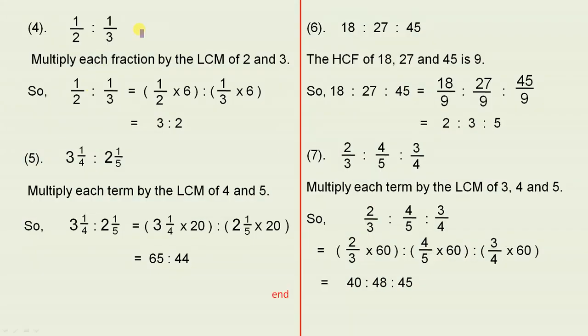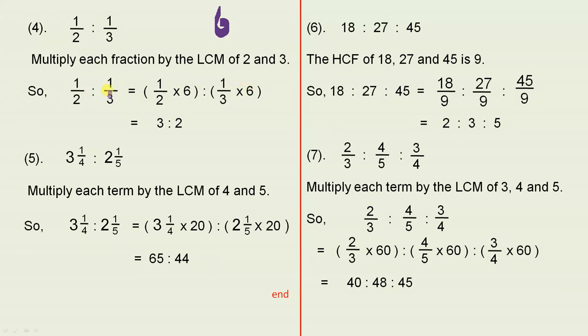Number 4, let's look at what happens with fractions. A half is to a third. Multiply each fraction by the LCM of 2 and 3. So what that is, the lowest number that those two numbers will divide into. That's what the LCM is. The lowest number that 2 and 3 will divide into is 6. And that's why we multiply each fraction by 6.